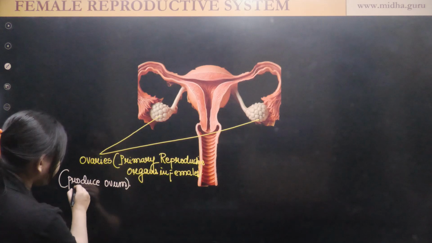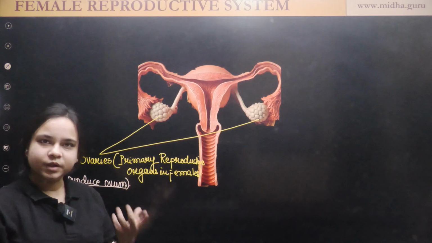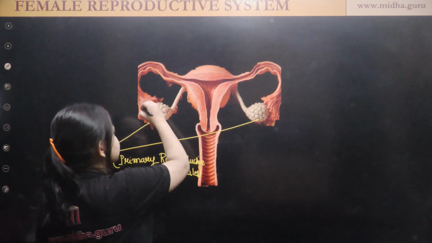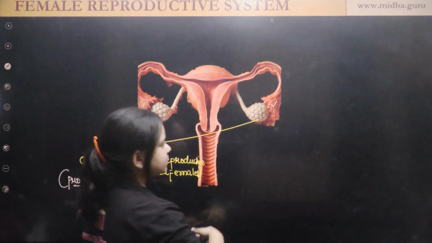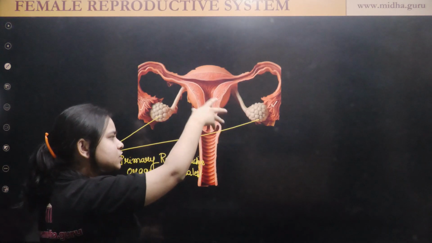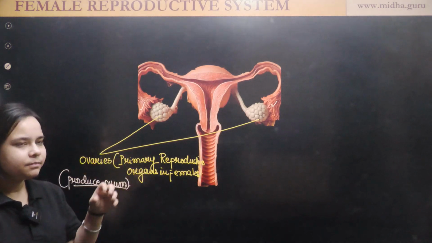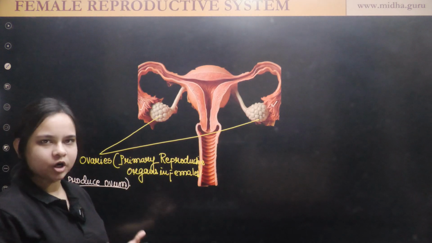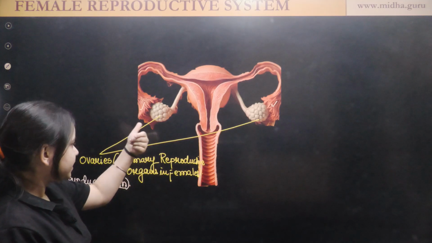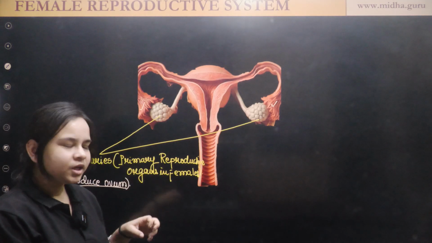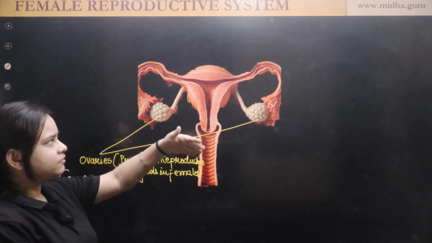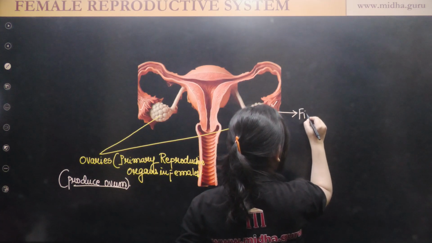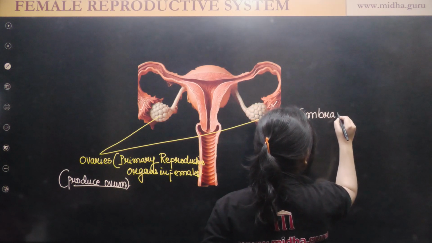So these produce ovum. Now when the ovum is produced and matured, then these finger-like structures, if you see carefully, are situated like this. What do they do? They help in the collection of the matured ovum. These finger-like structures collect the ovum so that it can assist its further pathway into the uterus. These finger-like structures are called fimbriae.